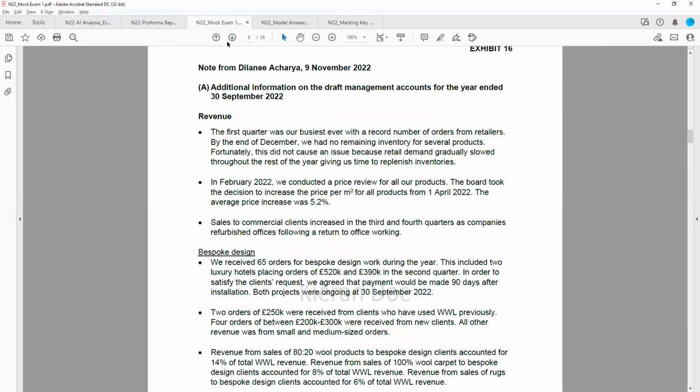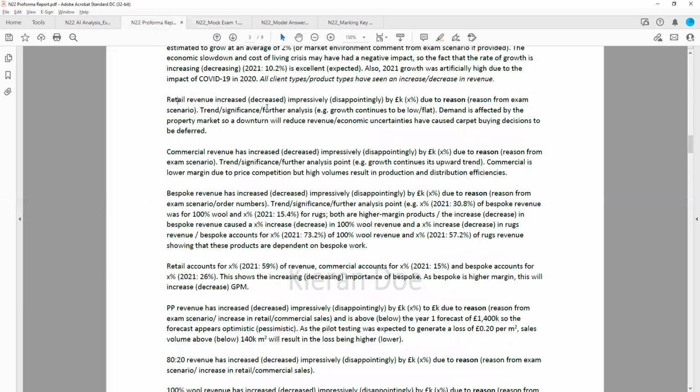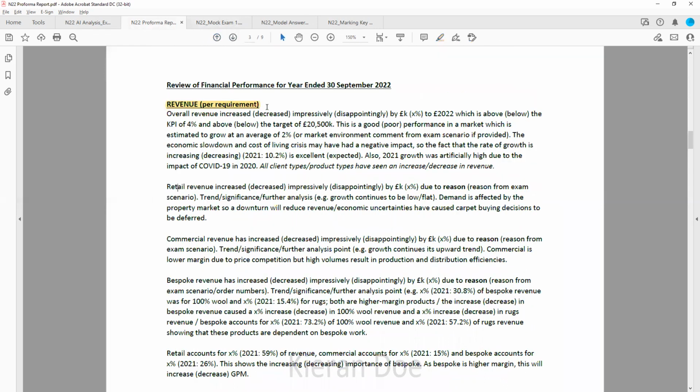So spend that little bit of time at the start, just so you know how much you're looking to include for each section, and then we can start thinking about how we would structure our points in the exam.